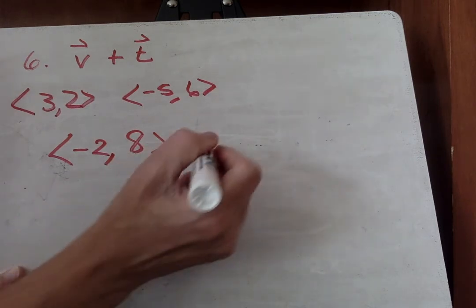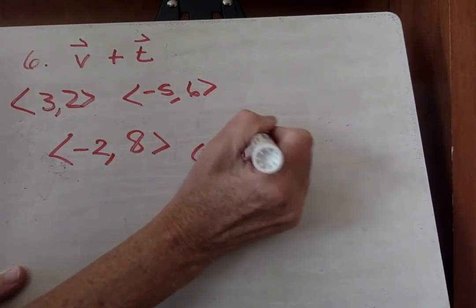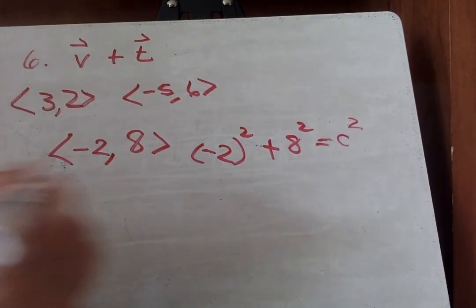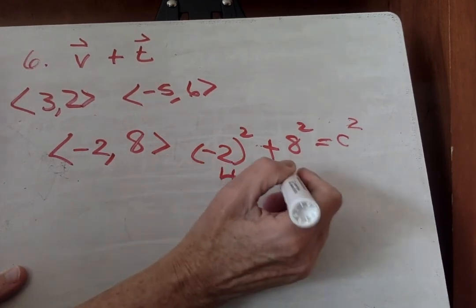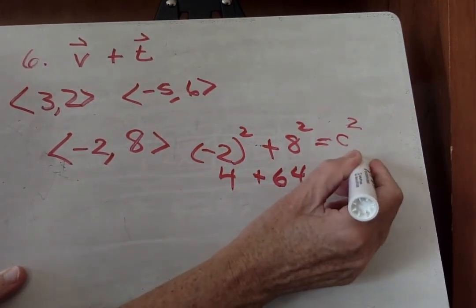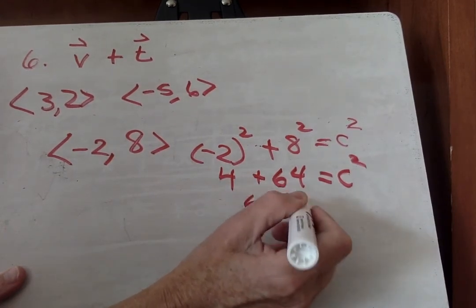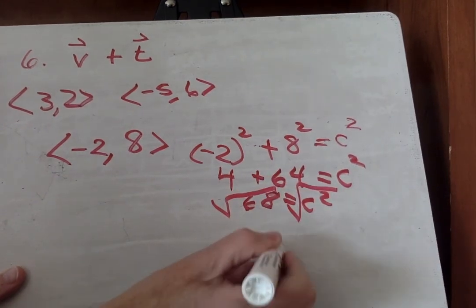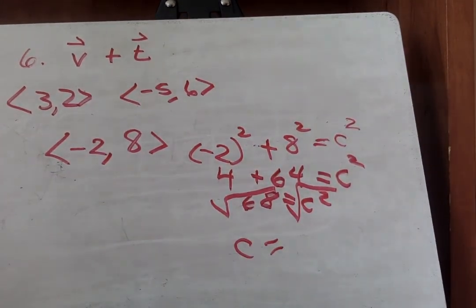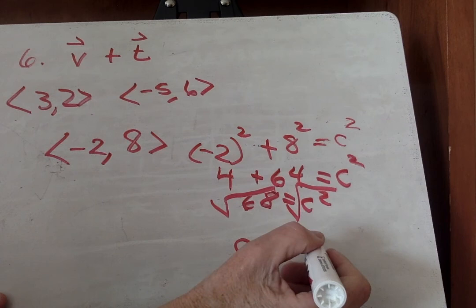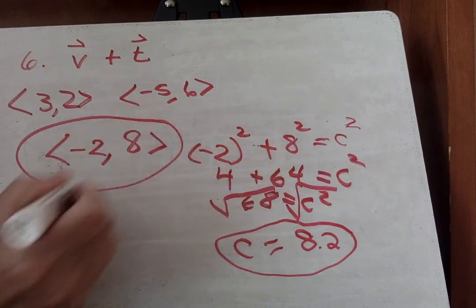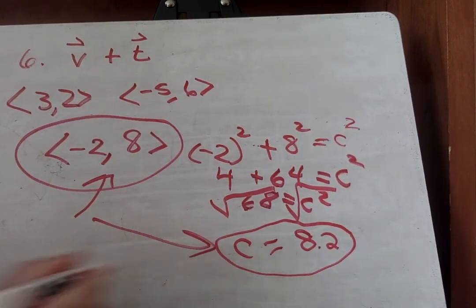Now, to find the magnitude, we have to go (-2) squared plus 8 squared equals c squared. So 4 plus 64 equals c squared. 68 equals c squared. The inverse operation of squared is square root, so I'll grab my handy dandy calculator. Square root of 68 equals 8.2. So you have your resultant right here, and you have your magnitude right here.